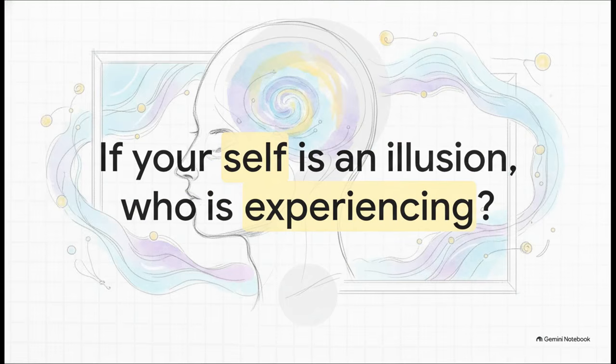So, as we wrap up this explainer, I want to leave you with one final, profound question to ponder the next time you look in the mirror. If the colors you see are generated by your brain, and if the persistent self you identify as is just a biological illusion designed to keep you alive, then who exactly is the one having the experience?